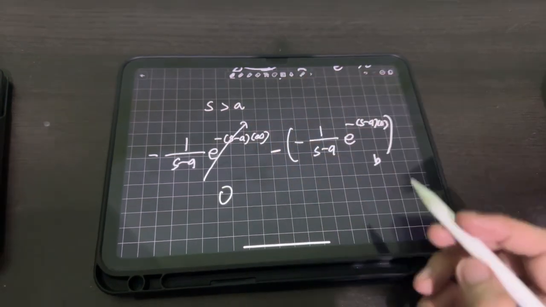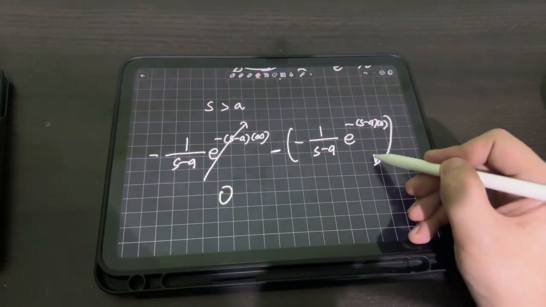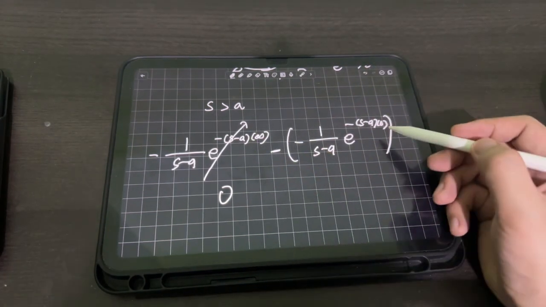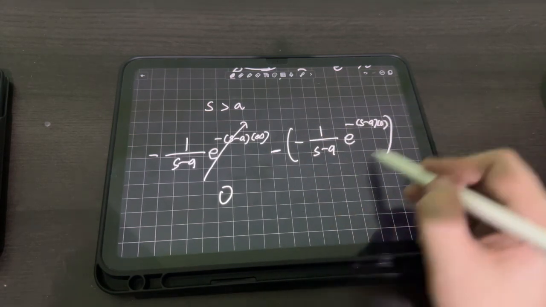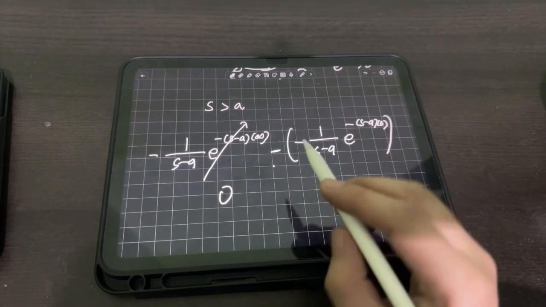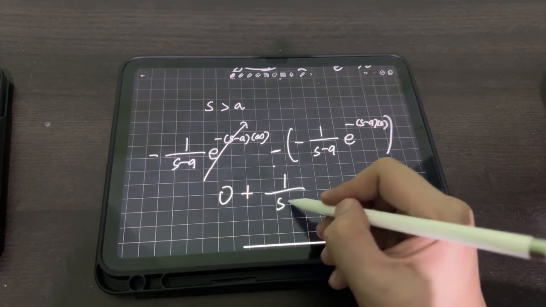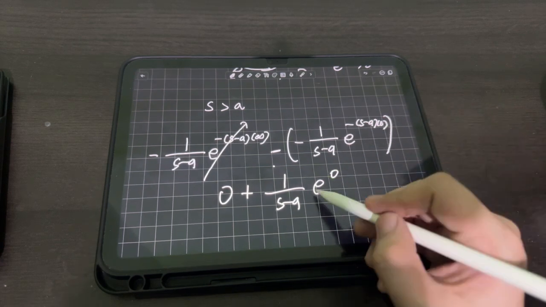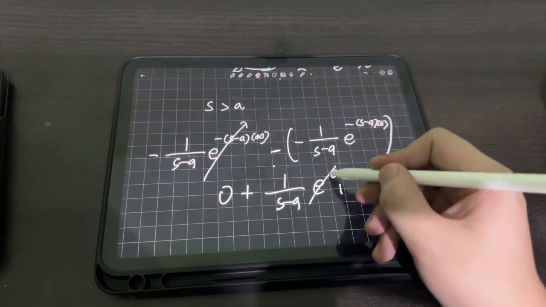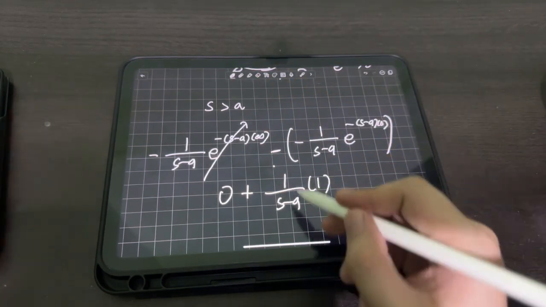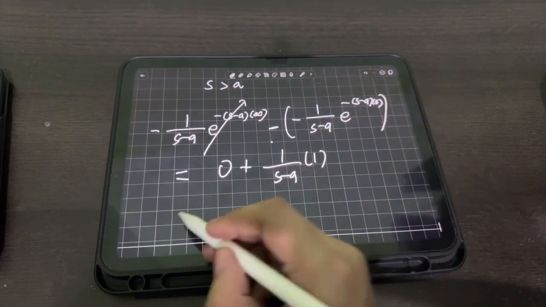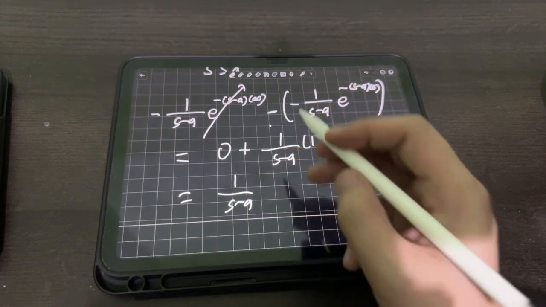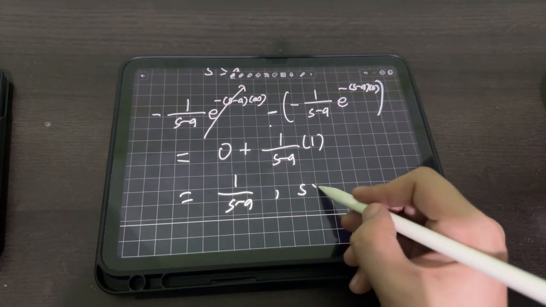Okay. If s is greater than 0 now, for this one, okay, this will have a finite value since we don't have infinity. What we substitute in t is 0. So we just simplify this. So negative of negative 1 over s minus a, it will be positive 1 over s minus a. Then e raised to negative s minus a times 0, it's just 0. But e to the 0 is 1, right? So therefore, we just have 1 over s minus a times 1. Or simply, 0 plus 1 over s minus a times 1 is just 1 over s minus a. And this will be true if s is greater than a.